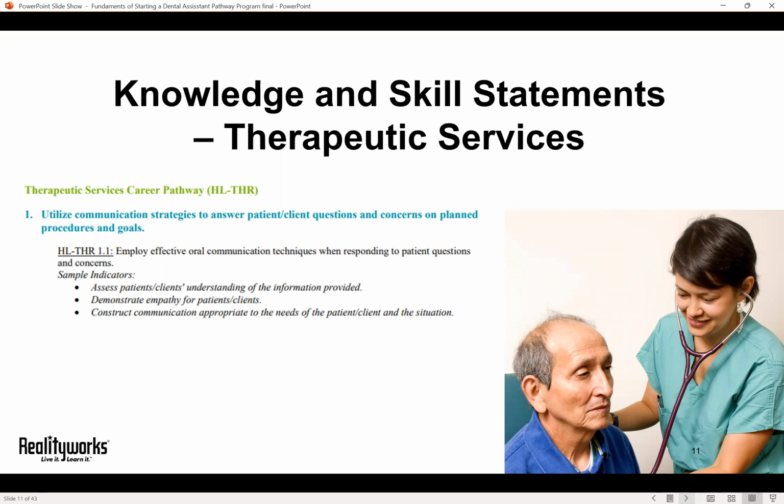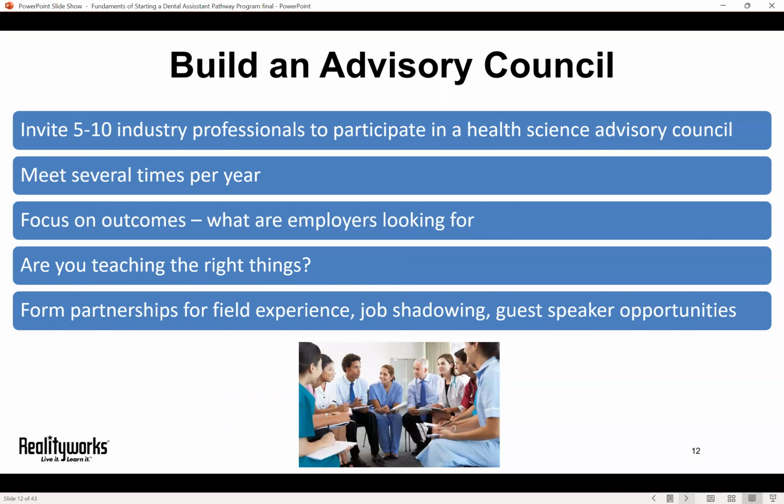And then later on in the webinar, we're going to show you how you can weave in more soft skills, and we're going to provide some links to some content and some hands-on resources as well. So building an advisory council is really an important step, because involving local dentist industry leaders and clinical professionals in your pathway development, we think is a really critical step.